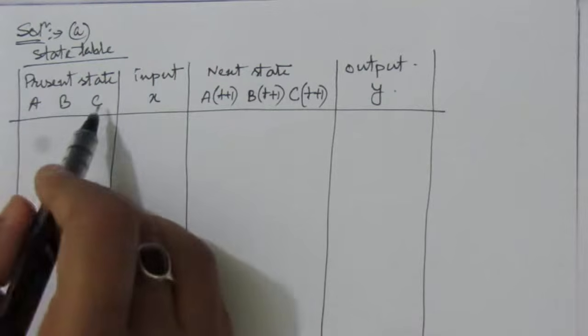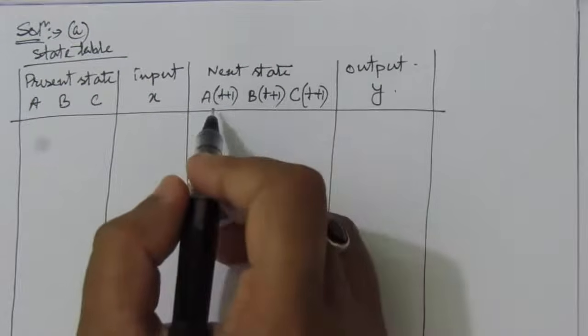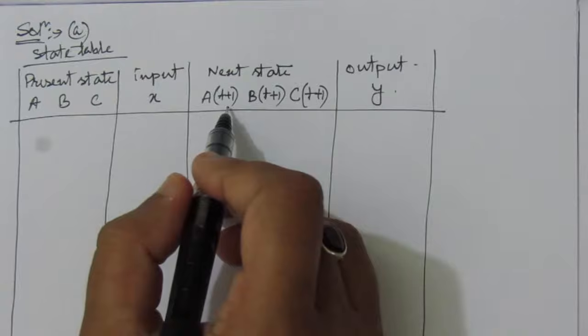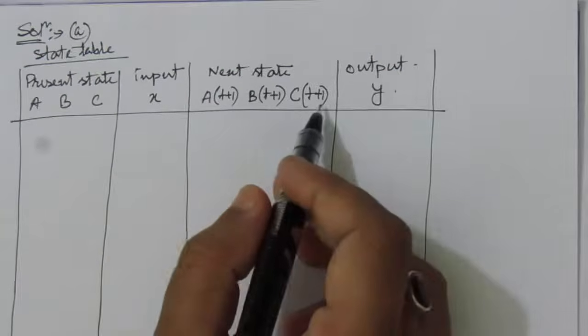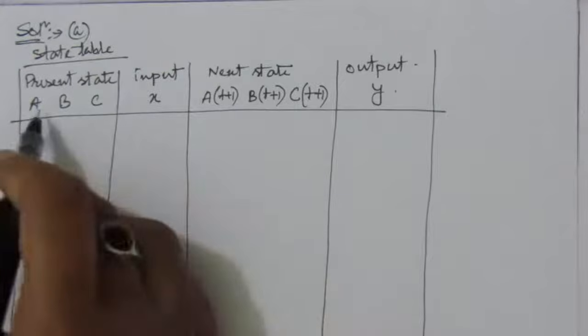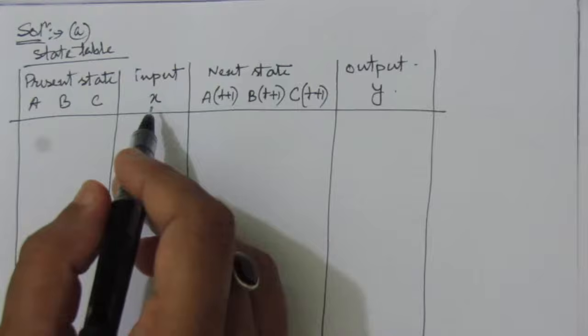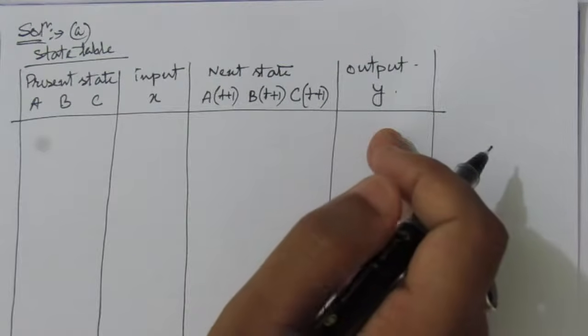These are for the three flip-flops, and the input is X. The next states are written as A of t plus 1, the next state for A, B of t plus 1, the next state of B, and C of t plus 1, the next state of C, and Y is the output. So we have to consider these four variables as the inputs, and then we'll find the next state and the output using the state diagram.